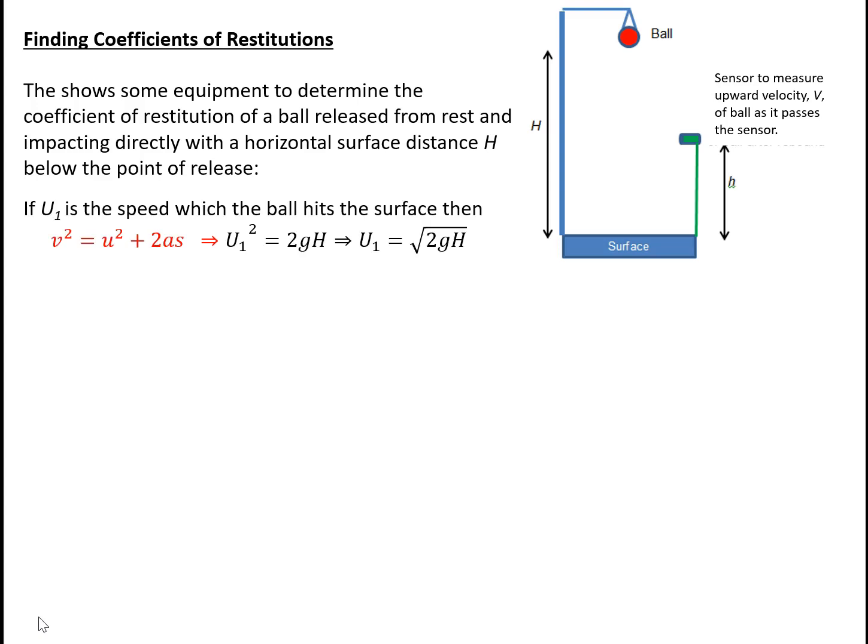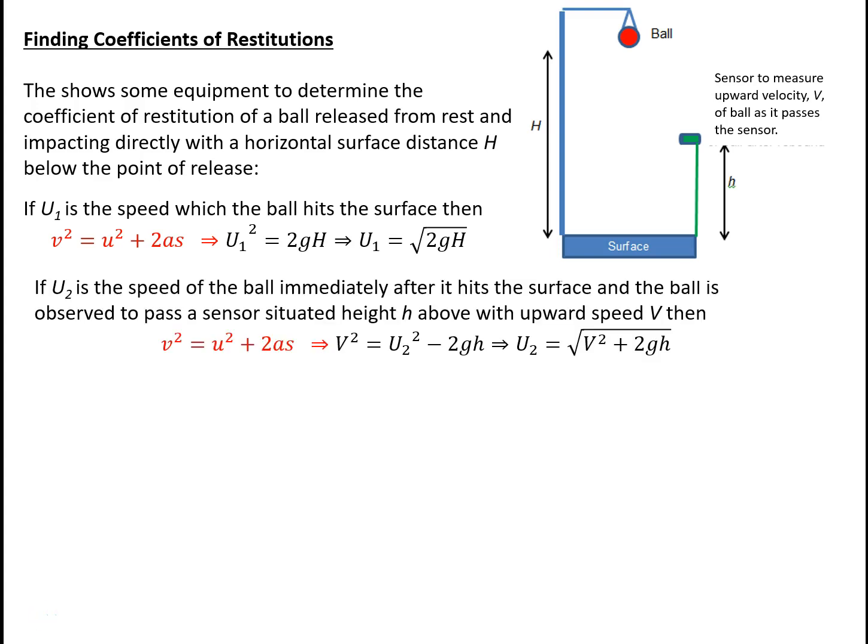So if we were to drop the ball, and if we allow u1 to be the speed at which the ball hits the surface, then the constant acceleration equation v squared equals u squared plus 2as will give me u1 squared equals 0 squared plus 2gH. In other words, u1 squared is going to be 2gH. So u1 is the square root of 2gH.